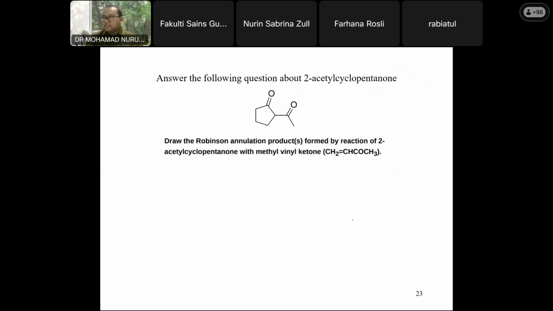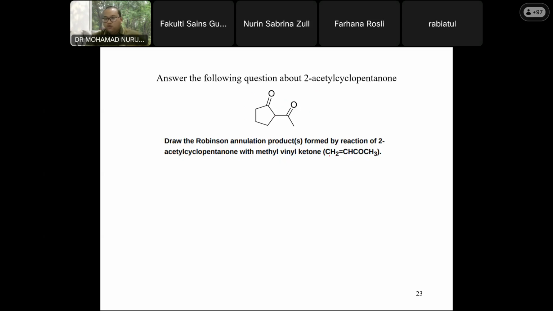Okay, this is the last question, and after that we can finish. Answer the following questions about 2-acetylcyclopentanone. Cyclopentanone is the five-member ring. Two acetyl groups. This is the acetyl group attached at carbon number 2. So the question is, draw the Robinson annulation products formed by reaction of 2-acetylcyclopentanone with methyl vinyl ketone. Okay, they already give you the structure of methyl vinyl ketone.